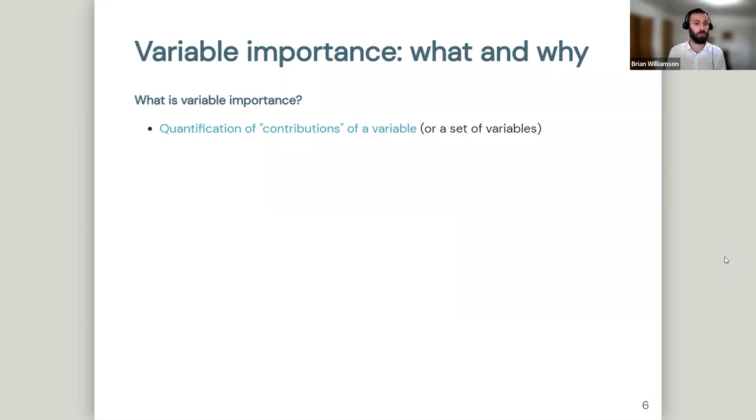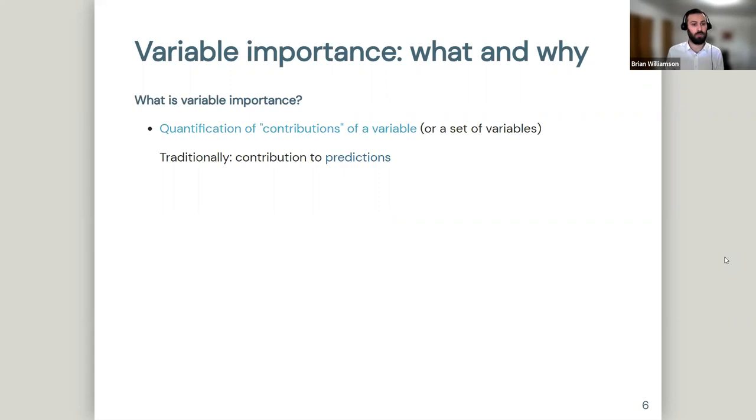And what are those contributions? Typically, to prediction. So both of the examples that I mentioned a moment ago are thinking about the importance of variables in predicting some outcome. One was whether or not this virus can be neutralized by our antibody or by our vaccine. And the other was thinking about important variables for predicting hospital readmissions.